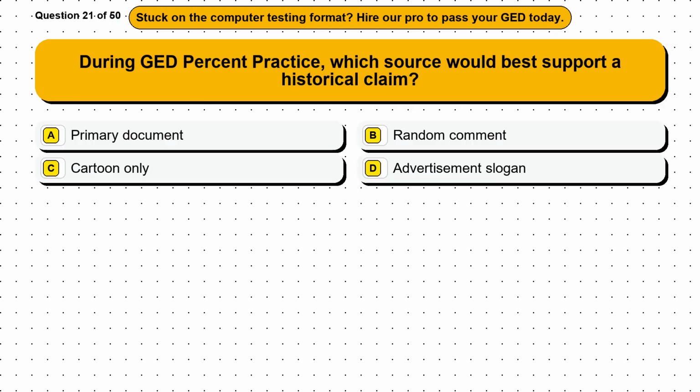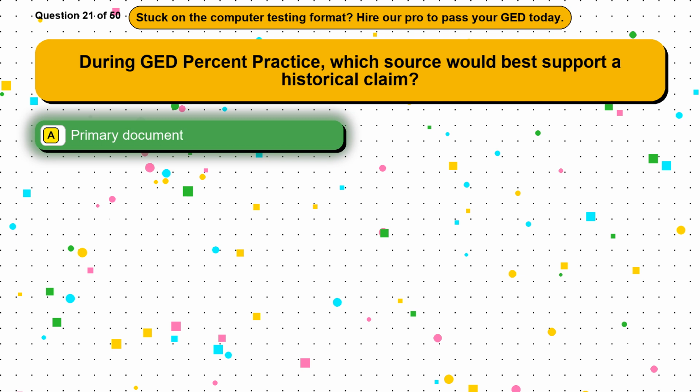Question 21. During GED percent practice, which source would best support a historical claim? Option A, primary document. Option B, random comment. Option C, cartoon only. Option D, advertisement slogan. The correct answer is option A.